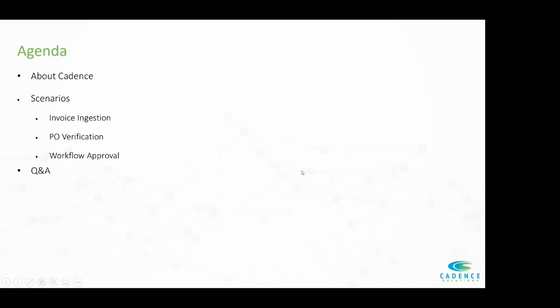I'll quickly rifle through the agenda, tell you a little bit about Cadence, some of the scenarios I'm going to cover today in the demonstration, and then of course Q&A, and we'll take it from there. We've been getting a lot of questions about accounts payable automation, of course, since the pandemic hit, and that's really what we're going to show off today, what we've implemented elsewhere and how you don't need a big box product usually to automate a few things.